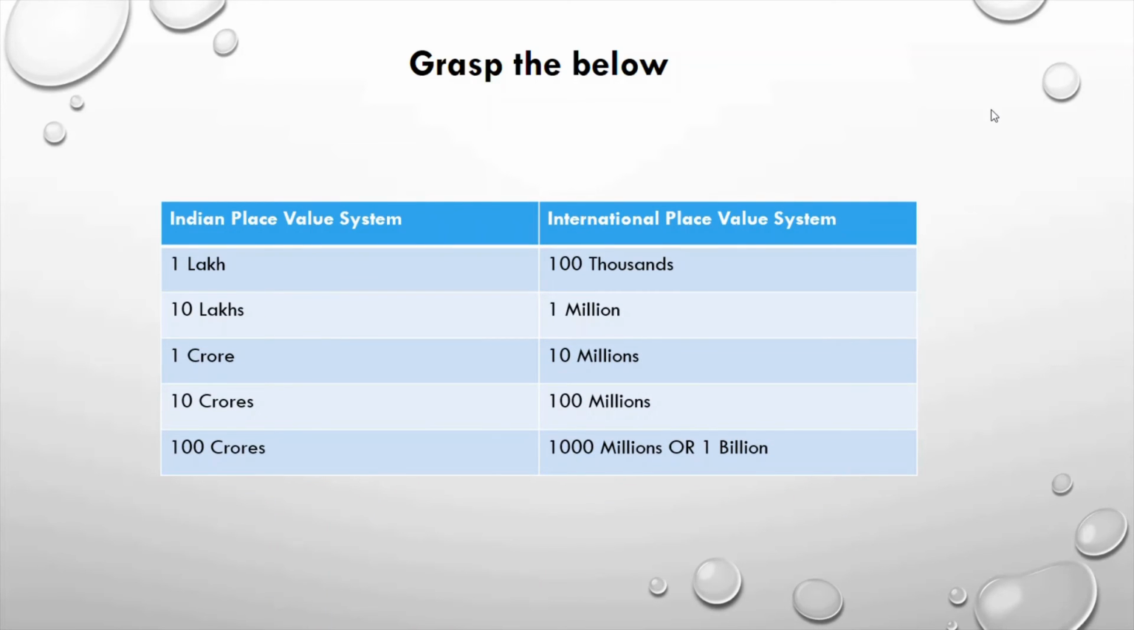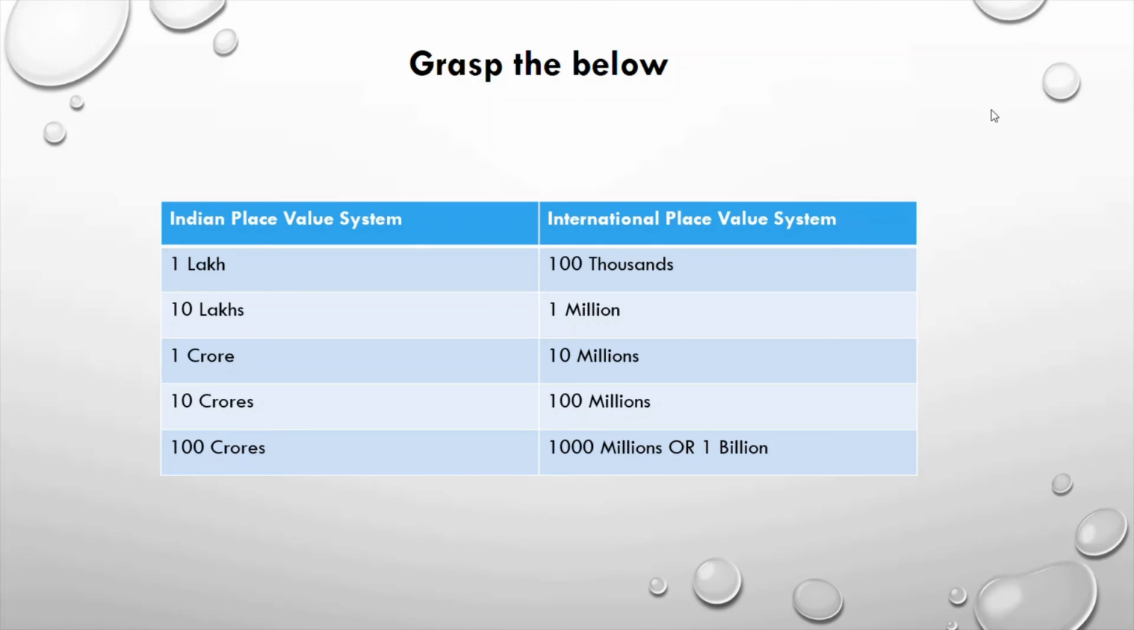Now we have to remember the following forever. In the Indian place value system, 1 lakh equals 100,000 in the international place value system. 10 lakhs in the Indian place value system equals 1 million in the international place value system. 1 crore in the Indian place value system equals 10 million in the international place value system.